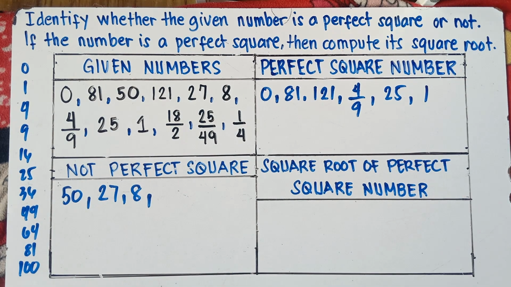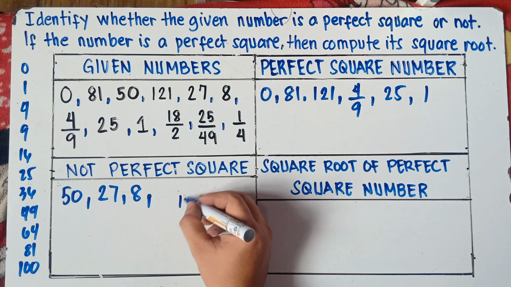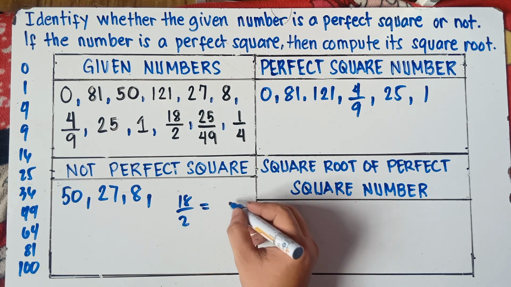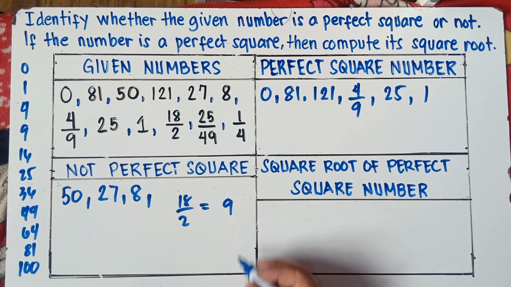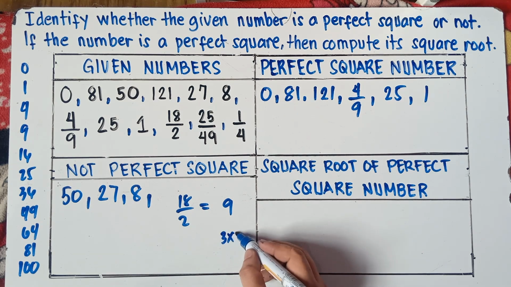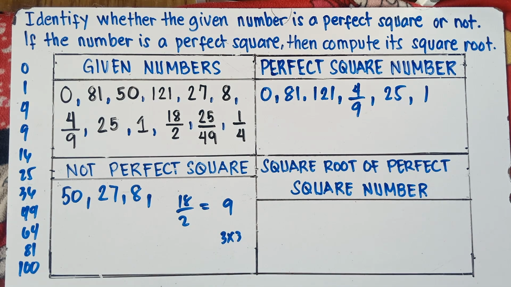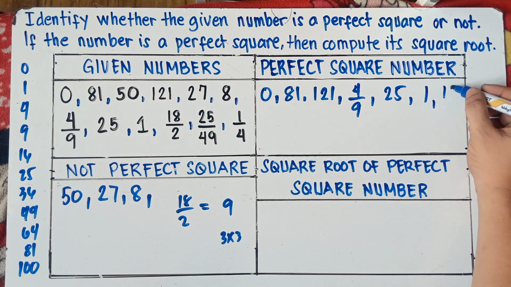How about 18 over 2? Is 18 over 2 a perfect square? Yup. Because 18 divided by 2, the answer is 9. And 9 is a perfect square because 3 times 3, that is 9. So therefore, 18 over 2 is a perfect square.